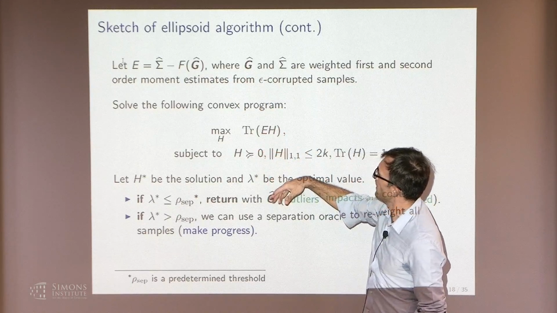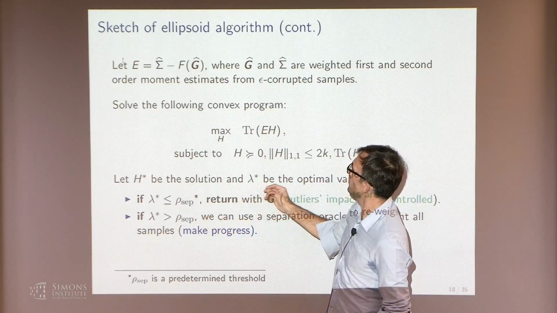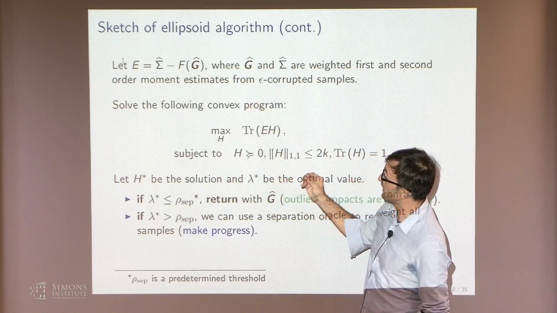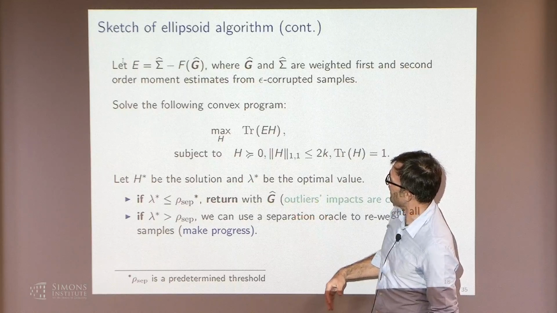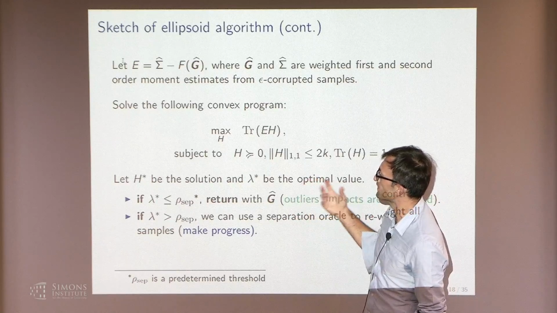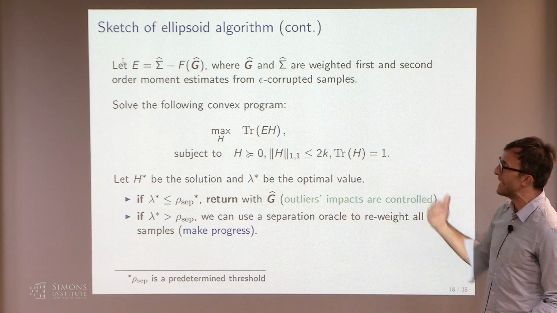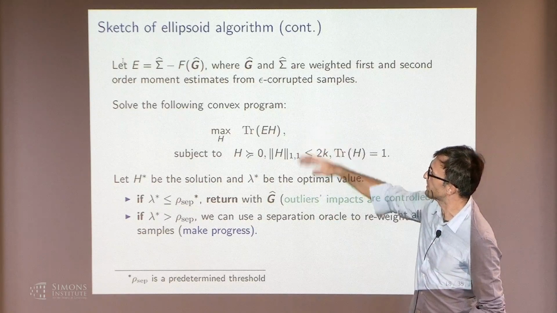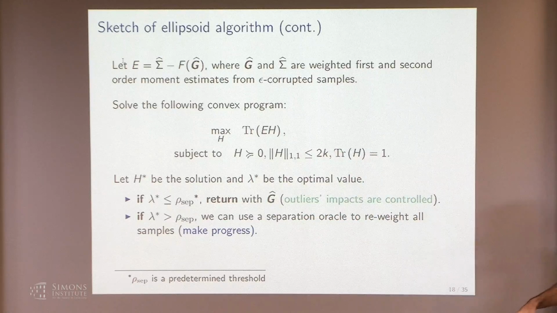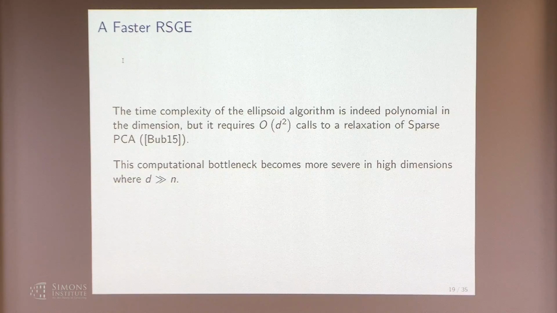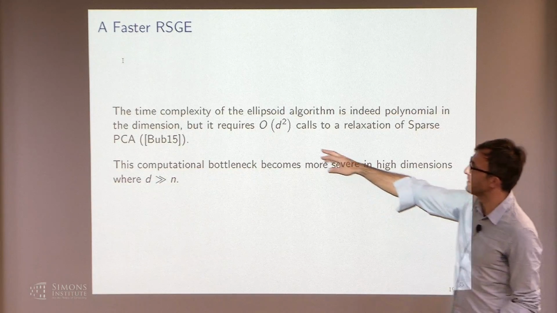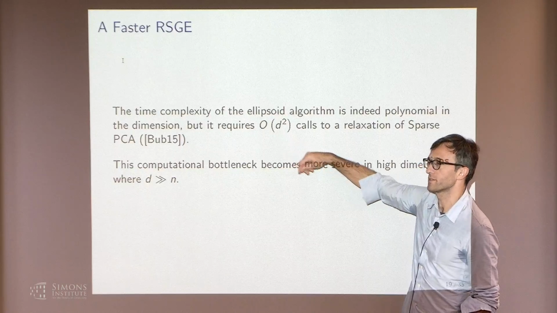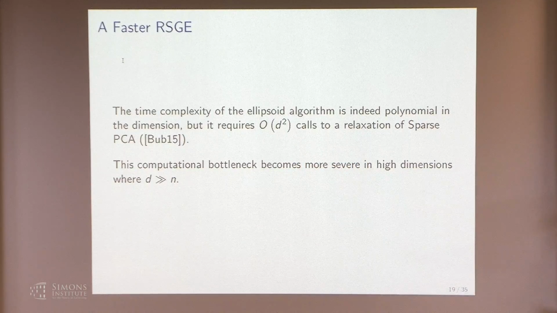And if it's big, it gives you a separation. It serves as a separation oracle and tells you how to downweight the weights. And you can use this technology using essentially the ellipsoid algorithm. So that is that in a nutshell. But you need dimension squared calls in order to run the ellipsoid algorithm with a generic separation oracle.